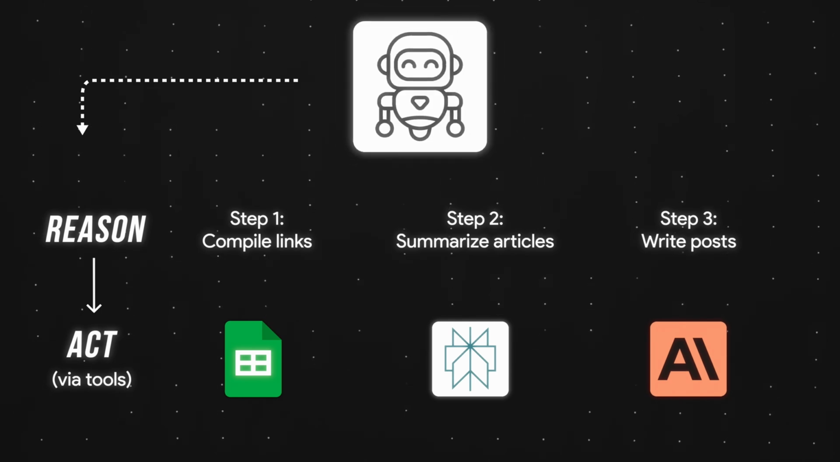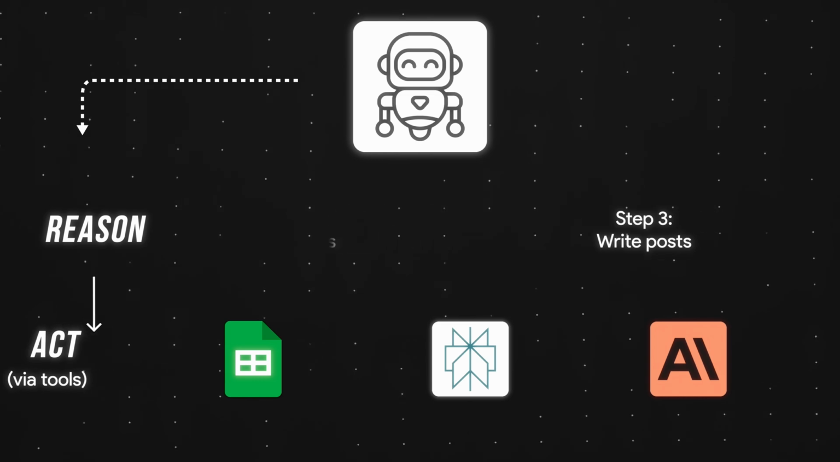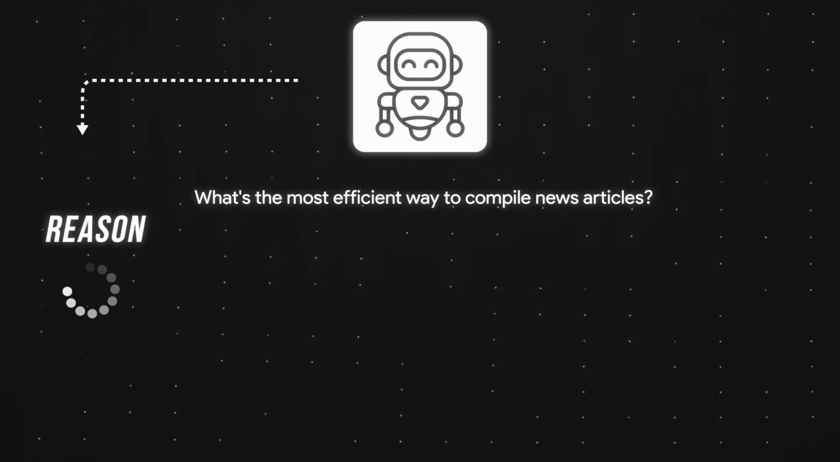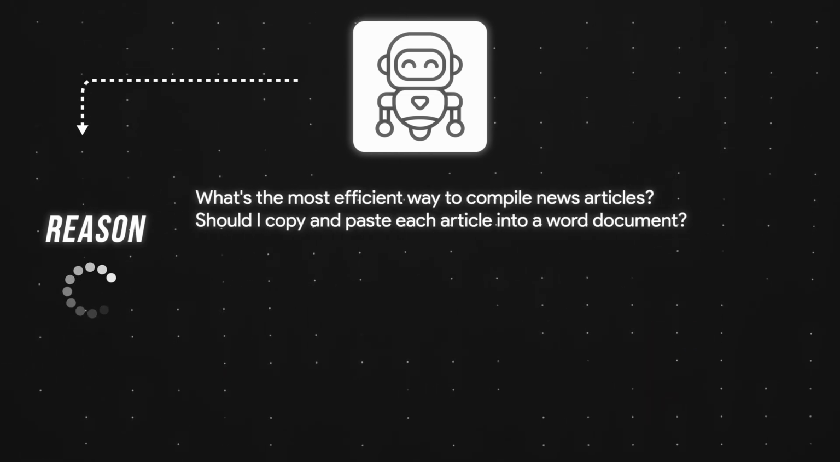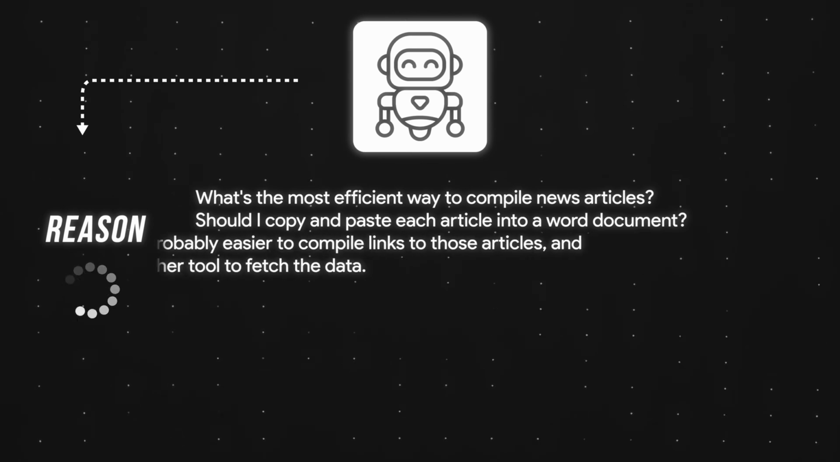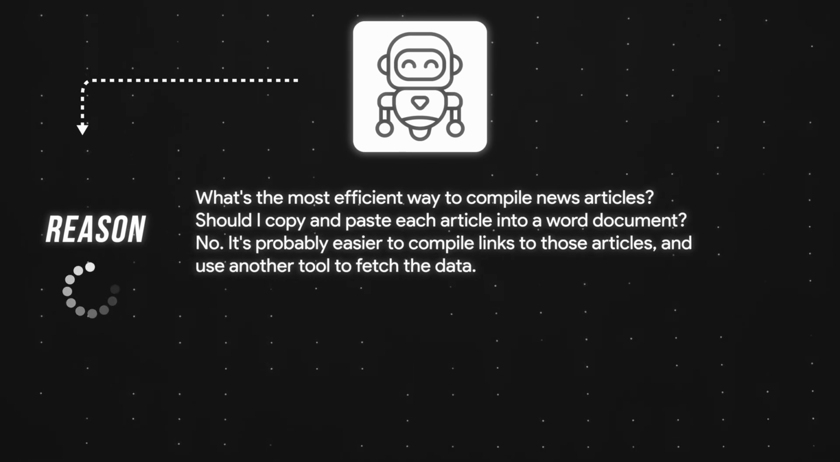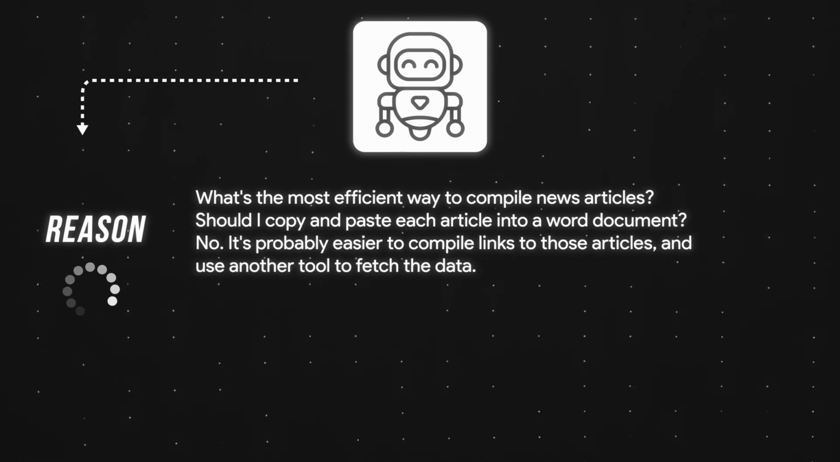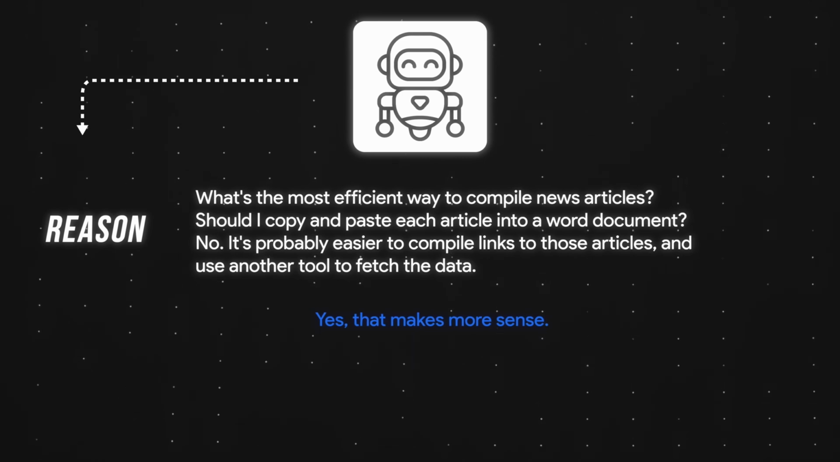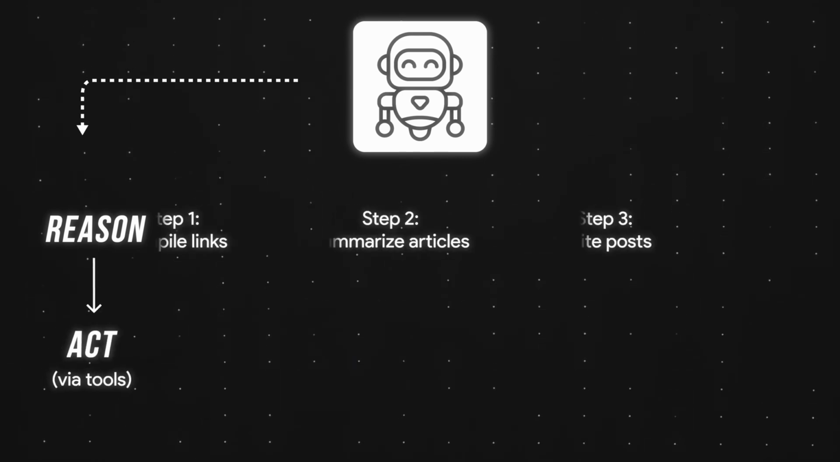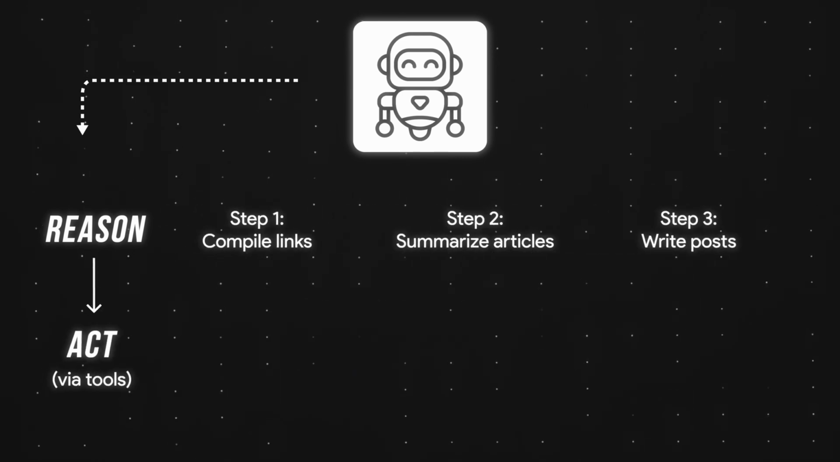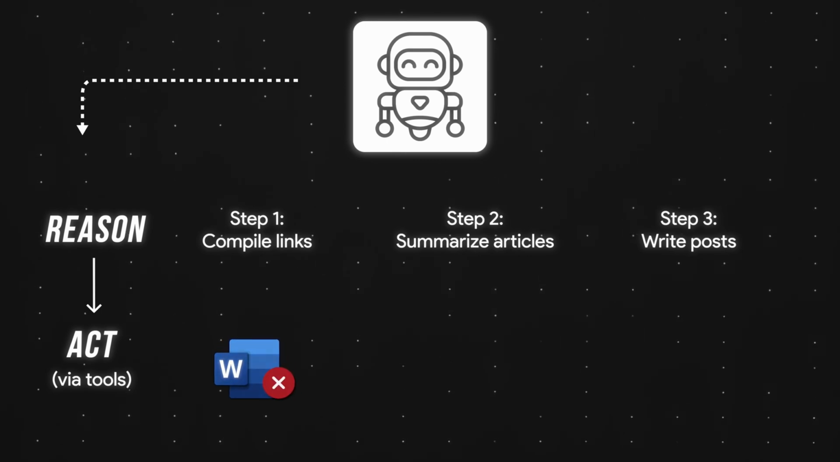So the important thing here is that what is going to happen in terms of the reasoning is me, and if I want to create an AI agent, I need to be replaced by the AI. So the AI needs to think and reason about what is required. It's going to say, what is the most efficient way to compile news articles? Should I copy and paste this article into a Word document, or no, it's probably easier to compile links to each article and use the tools to fetch the data. So that makes more sense, and then it will create these reasons and try to retrieve the specific tools.